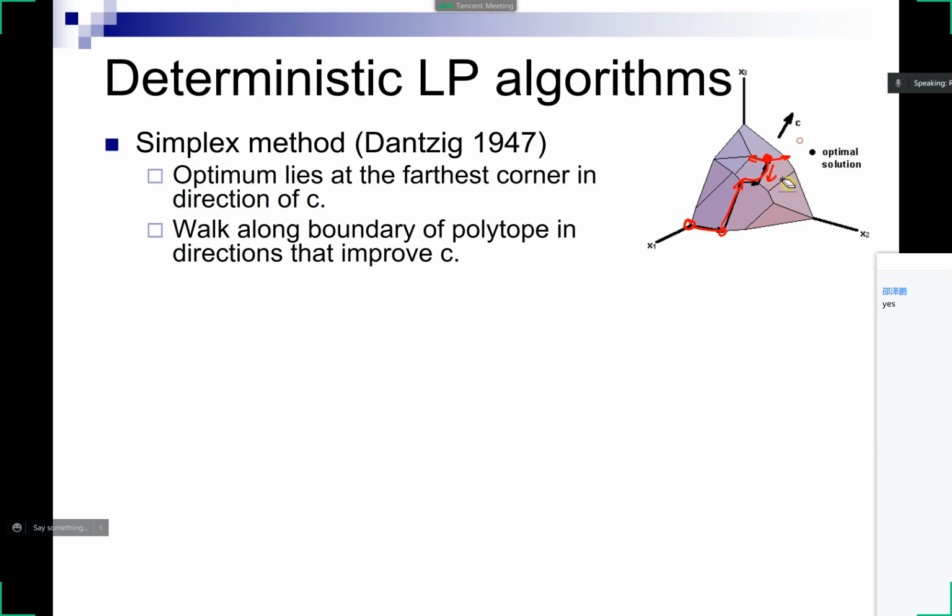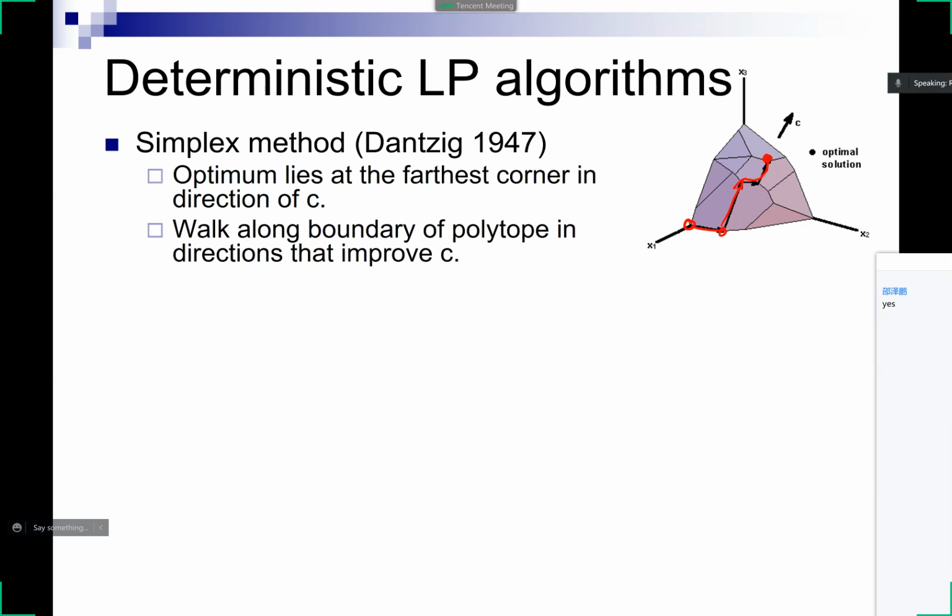So this point is basically a local optimum, but because we're working with linear programs, the local optimum is also a global optimum. It's kind of like gradient descent, or gradient ascent in this case because we're trying to maximize, where you're always moving as far as possible in the direction of your objective.